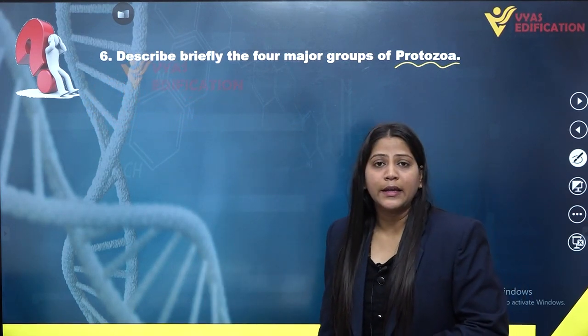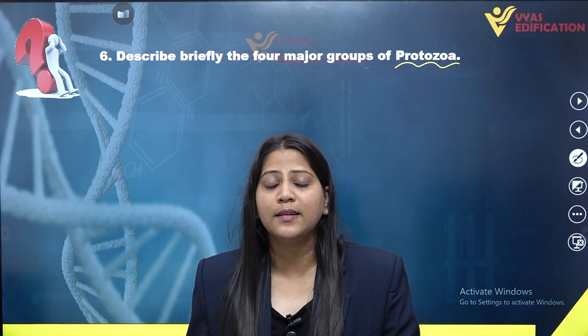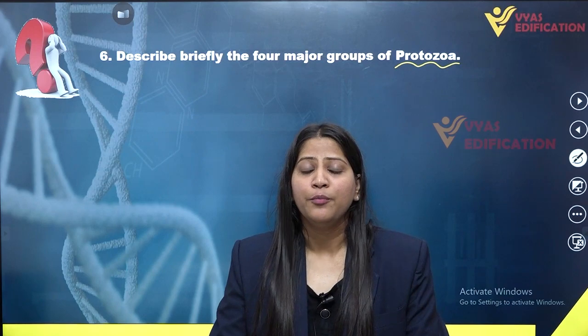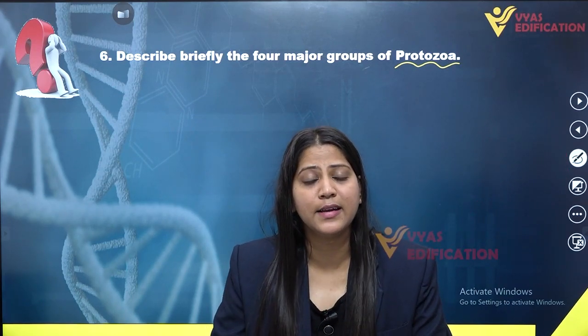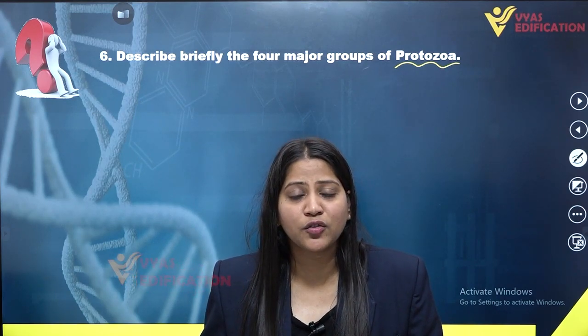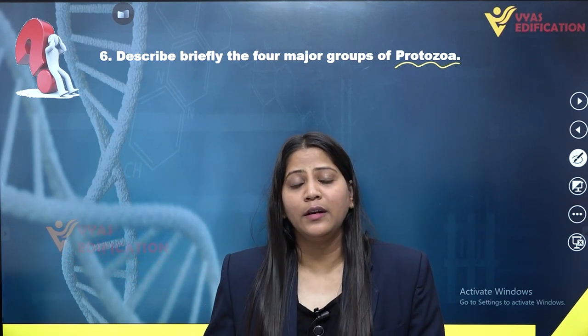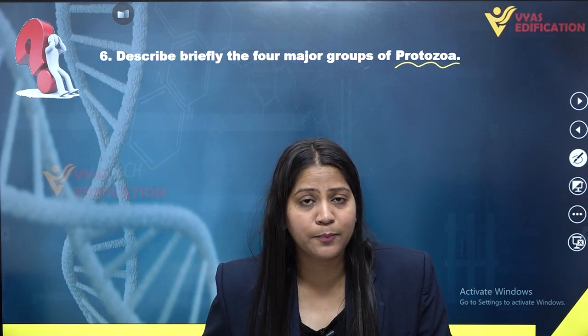Then the third category of protozoan we have is ciliated protozoans, and these are the organisms which bear numerous cilia on their body surface. All these cilia beat in one direction to move water laden food into their cavity known as gullet.